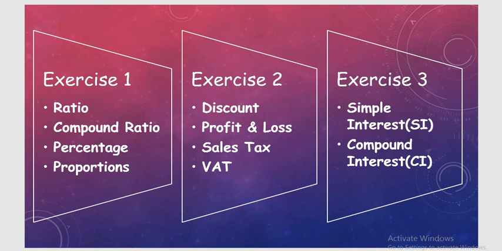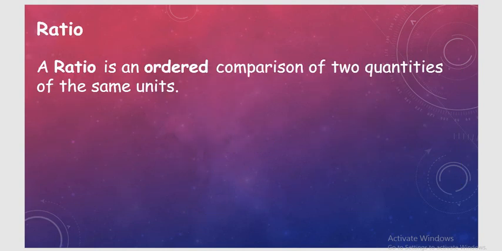So let us begin the chapter. First of all, ratio. What is meant by a ratio? Ratio is nothing but an ordered comparison of two quantities which are in the same units, right? If you have two quantities, they are compared in an ordered way. So order is important, and at the same time they should have the same units.